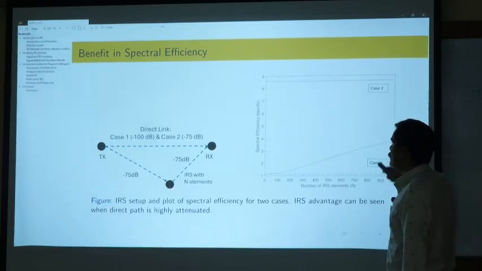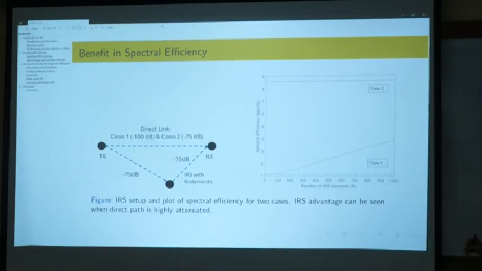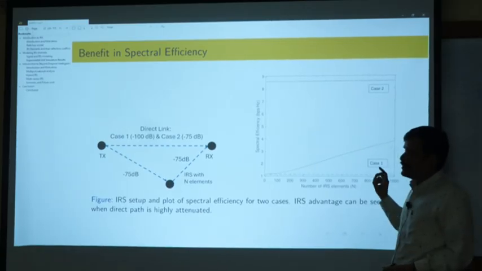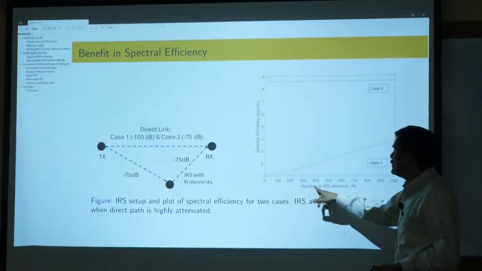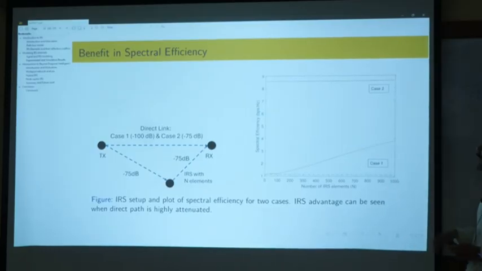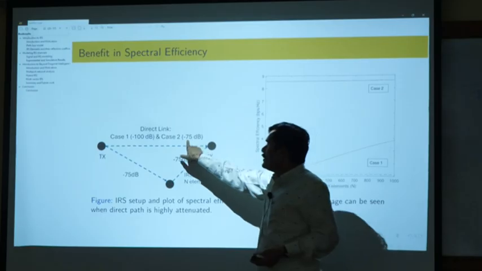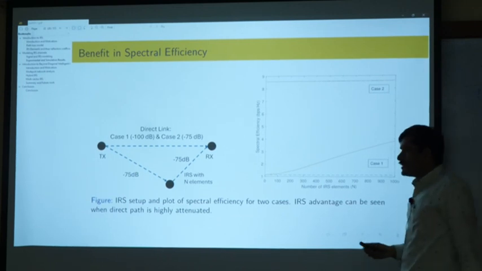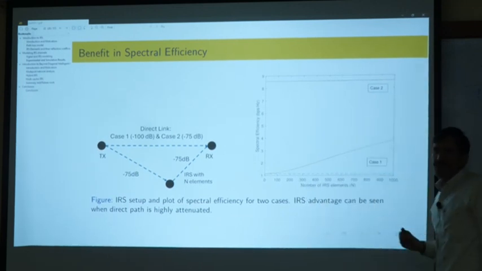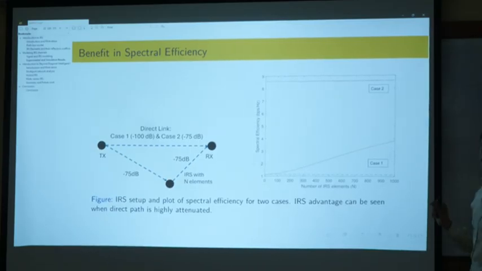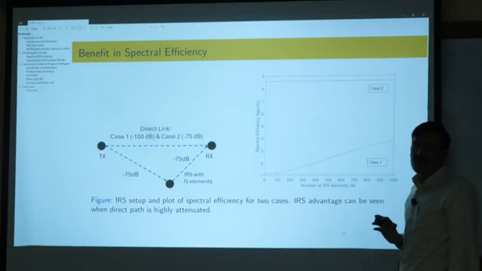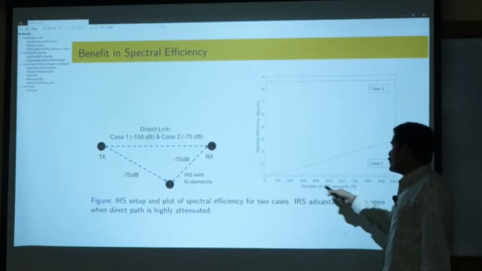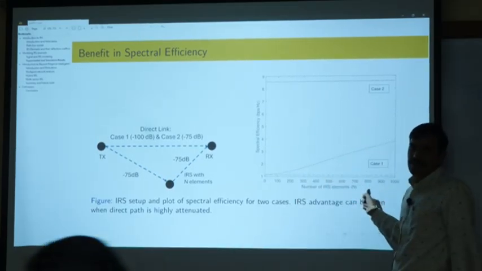Case one means the direct path is not available. We see here, with IRS we have this curve, without IRS we have this curve. We see this much of a difference when we increase the number of elements. When we have case two, when this is 75 dB, we don't see much of a difference. So what does it show? When the direct path is not available, IRS is really helpful. IRS can be used to increase the spectral efficiency. And this increases linearly with the factor n.